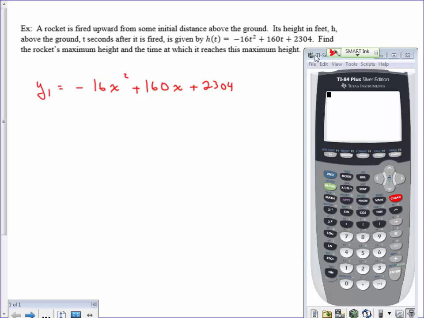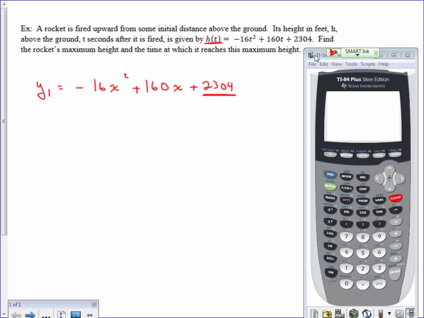Let's think about our window for just a minute before we go and put this in our calculator. The function h of t represents height. We see that the understood y-intercept from this function is 2304. So we know that the y maximum must be at least that value or more. So that will give us a good idea of how big to set our y max.